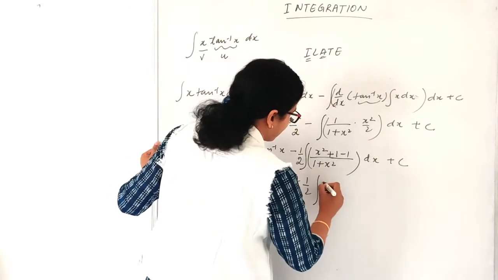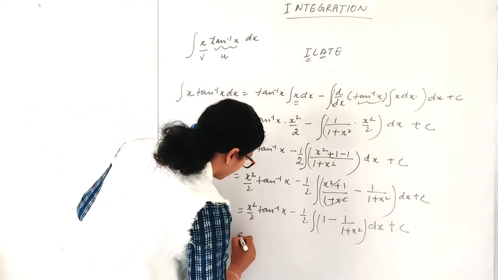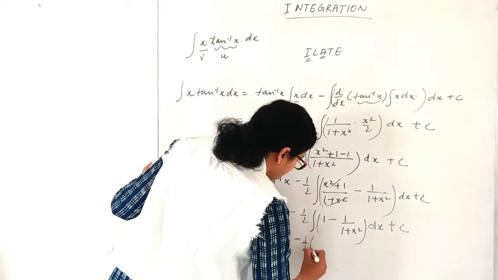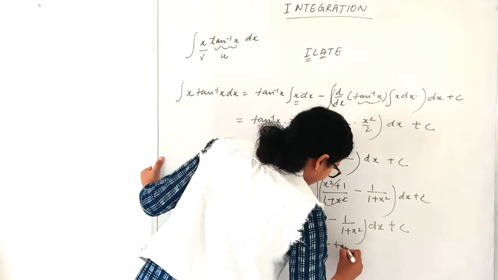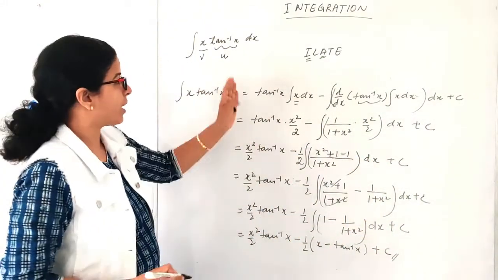So if we separate the integrals, what are we getting? Now let us integrate it. So what are we getting? x square by 2 tan inverse x minus 1 by 2 x minus tan inverse x plus c. So this is the required answer for my integral.